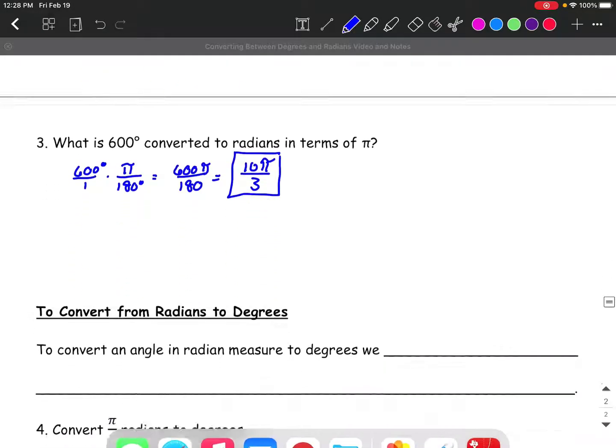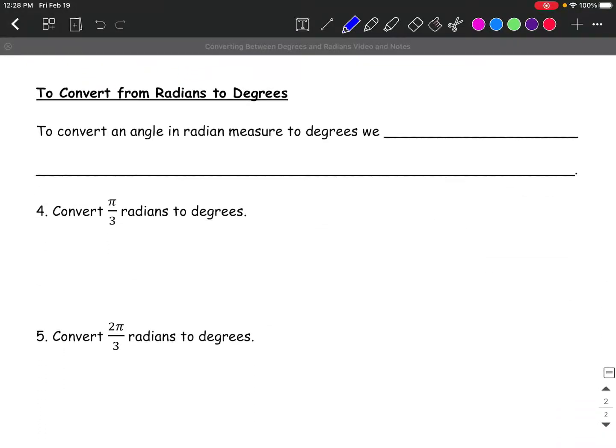Now, what if we want to go the other way? We want to convert from radians to degrees. Well, we do the opposite. This time, we multiply by the reciprocal, 180 degrees over pi. And, of course, we simplify.